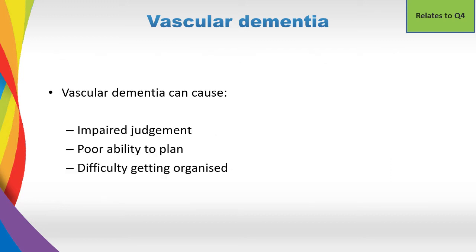So vascular dementia is very different to Alzheimer's disease in the sense that it can cause impaired judgment, poor ability to plan, and difficulty getting organised. So we're going to have a look at those in a little bit more detail.